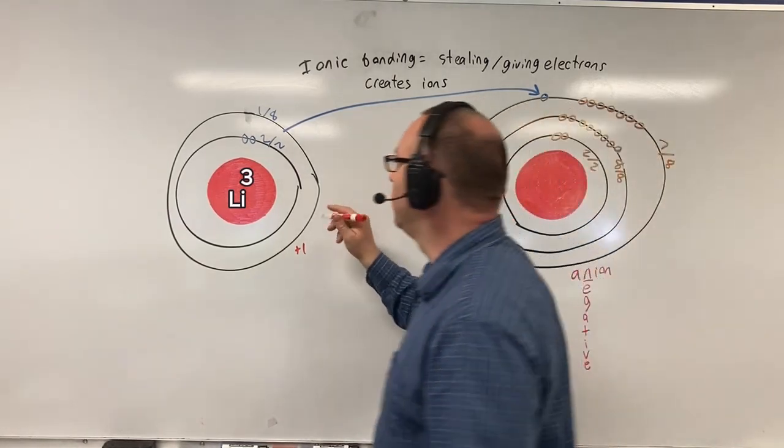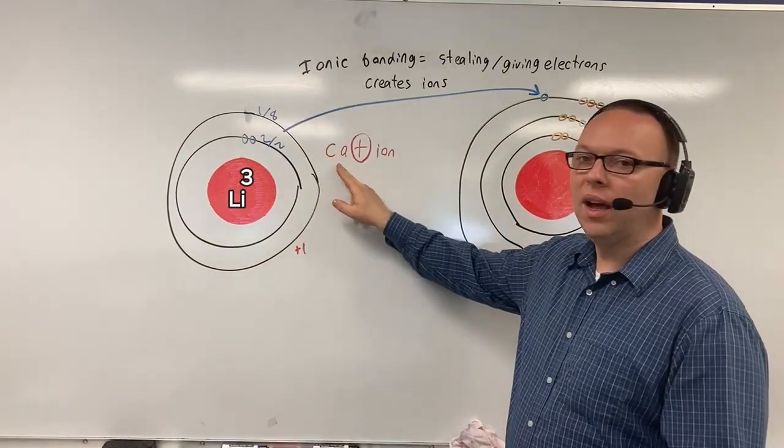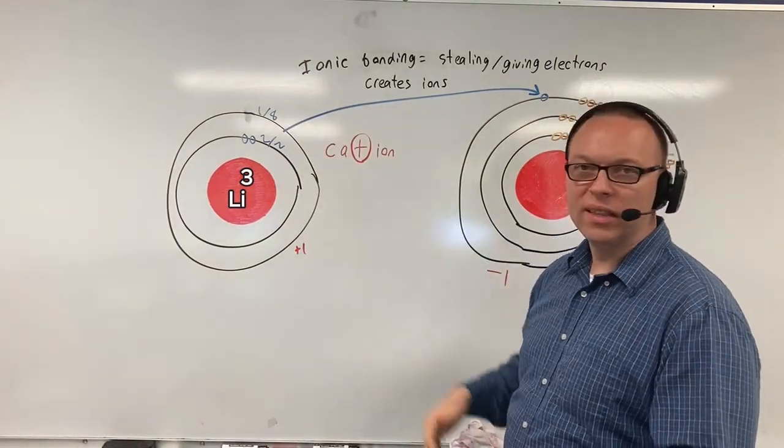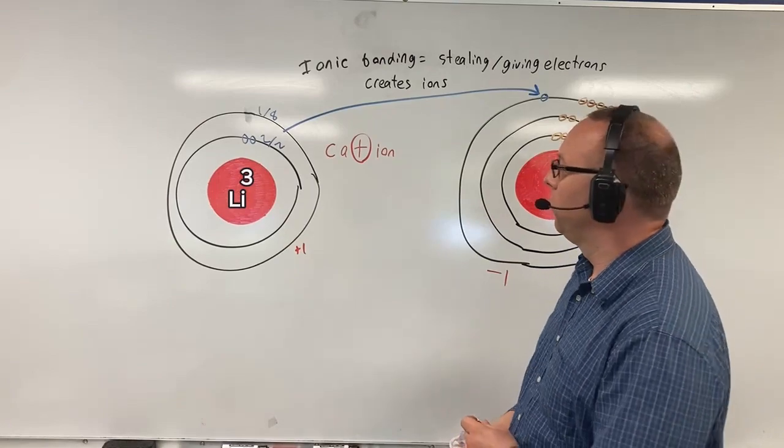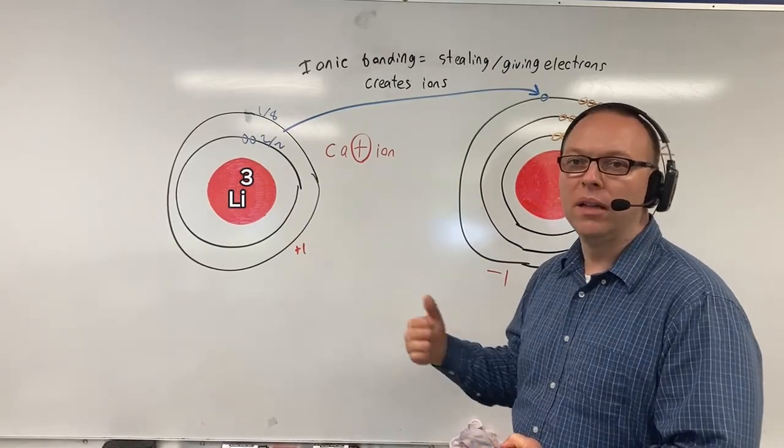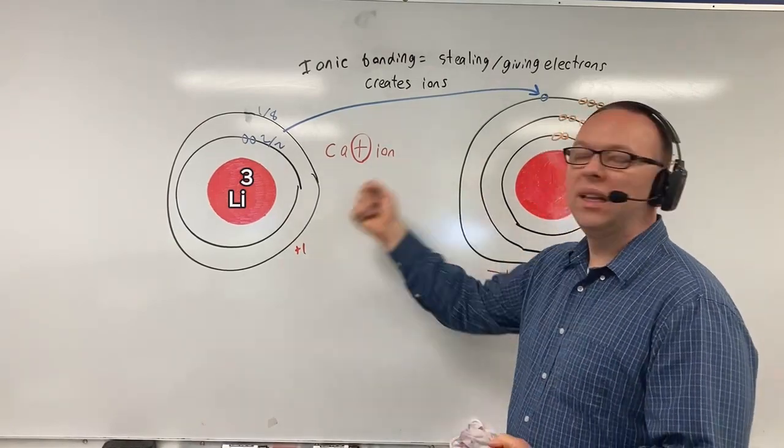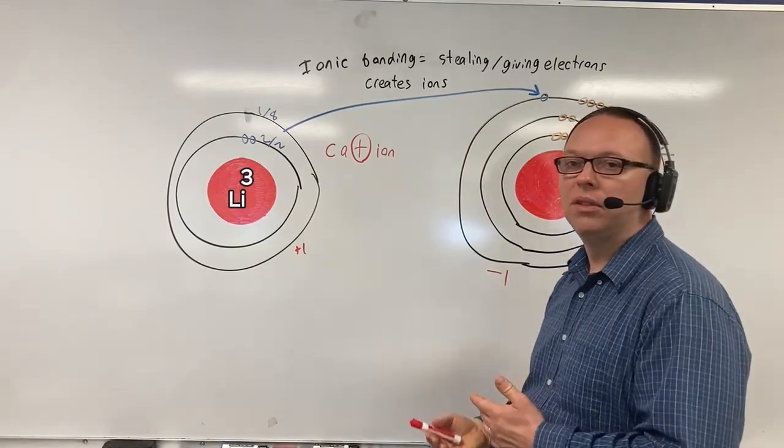This over here is what's called a cation. With the word cation, I pretend the T is kind of like a plus sign. And that helps me remember that a cation is positive. These 2 atoms kind of like to hang out with each other because they're opposite charges.